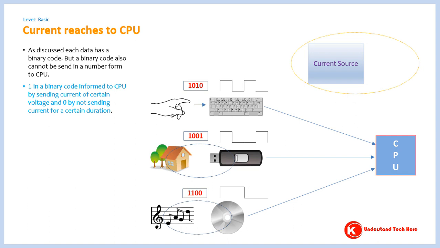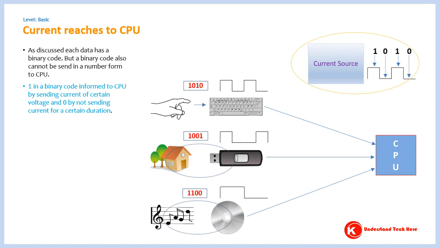So let's say this is a current source and let's see what kind of current comes out of this current source. Initially, current is not coming, current has started to come, current has gone down to zero, and current has again started to come. Now, you could send current of certain value to represent one, and not send current for some time, which is current of zero value, to represent 0.